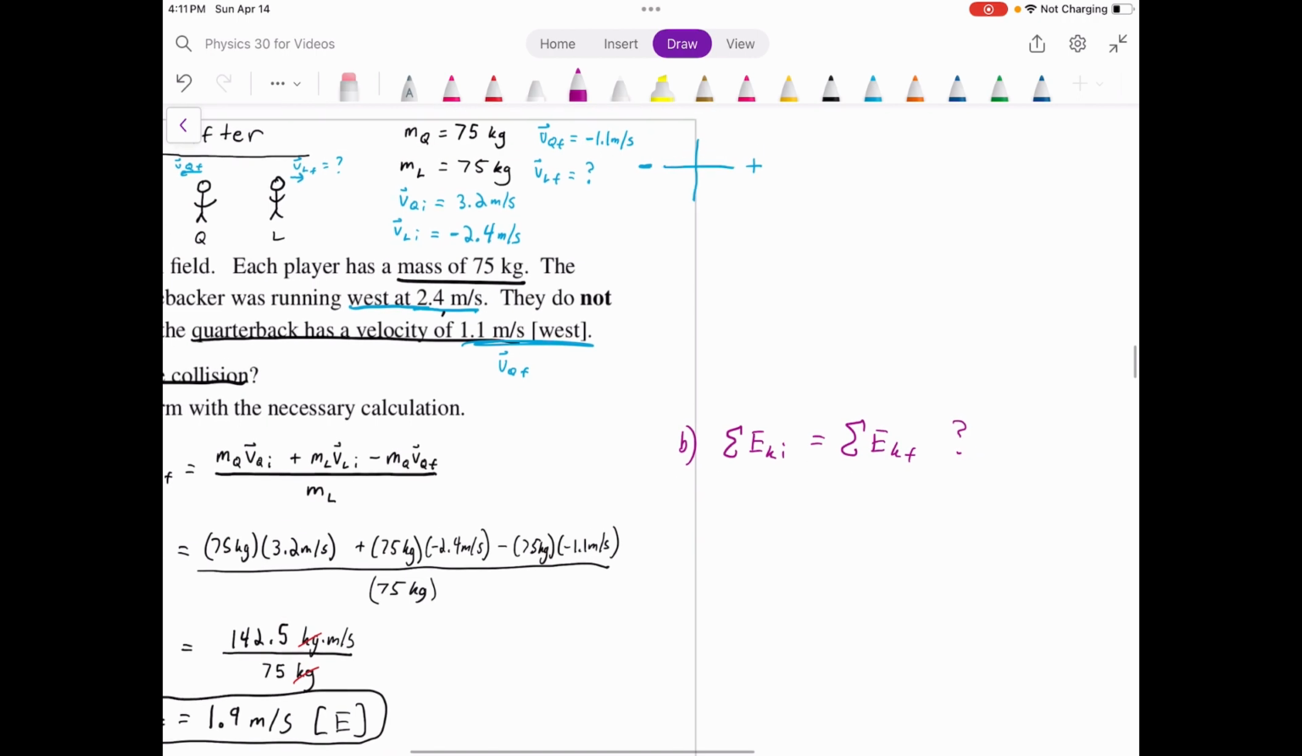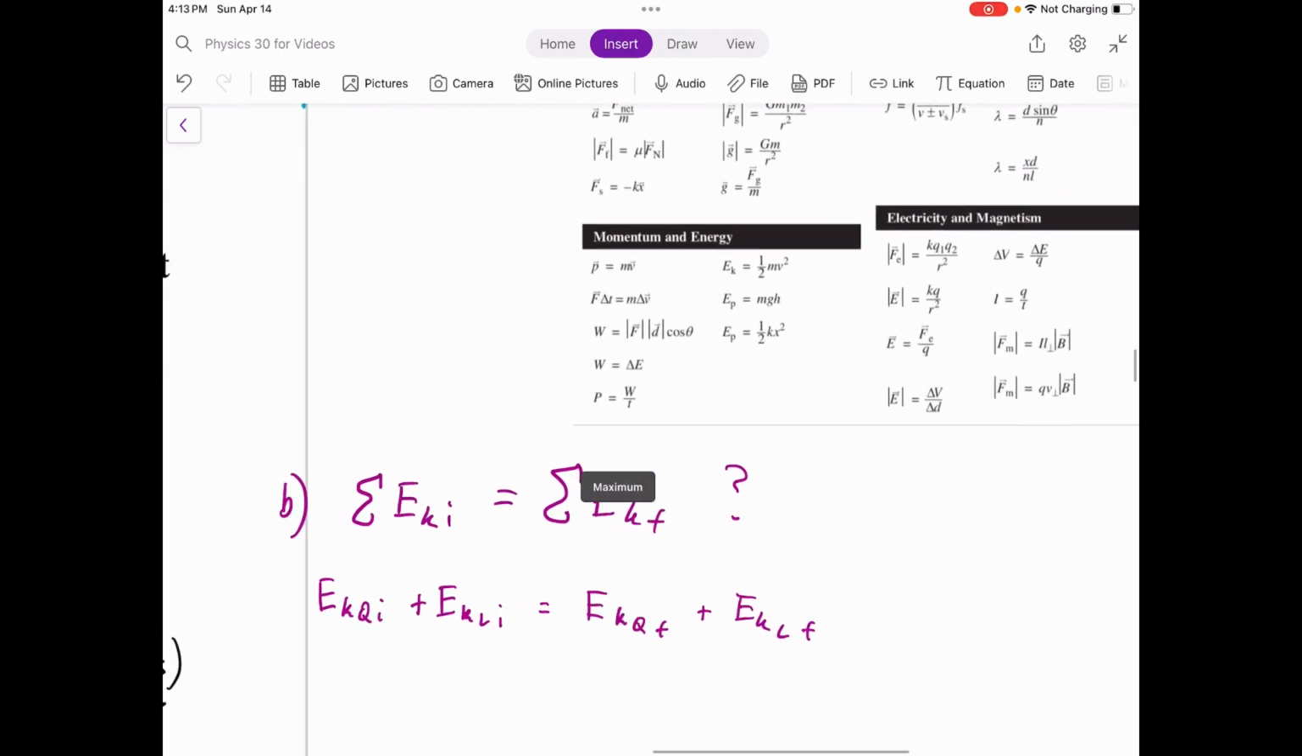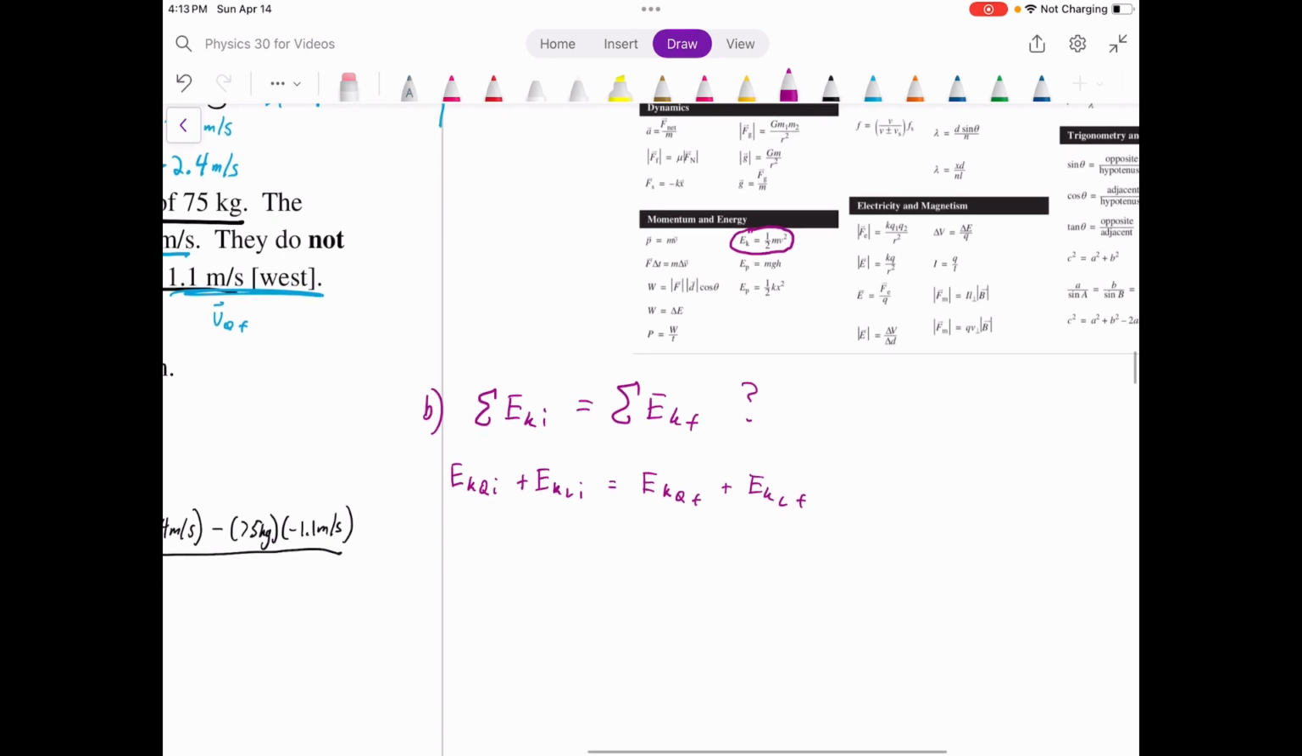So the initial kinetic energy total is going to be the quarterback's initial kinetic energy plus the linebacker's initial kinetic energy. For the final, you guessed it, two objects, both moving, so kinetic energy of the quarterback final plus kinetic energy of the linebacker final. Now we know that to calculate the kinetic energy of an object, we take its mass times its speed squared and divide it by 2, right? Kinetic energy is 1/2 of mv squared.